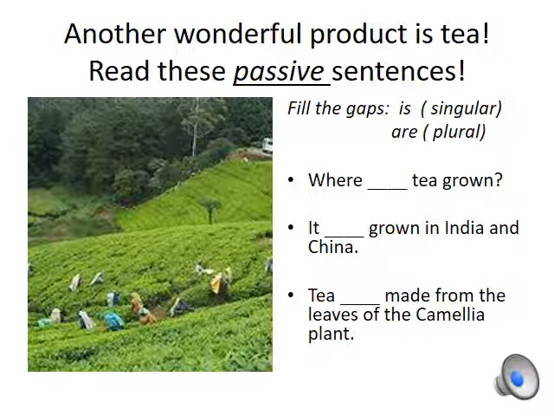So let's fill the gaps. Where is tea grown? It is grown in India and China. Tea is made from the leaves of the camellia plant. Good.